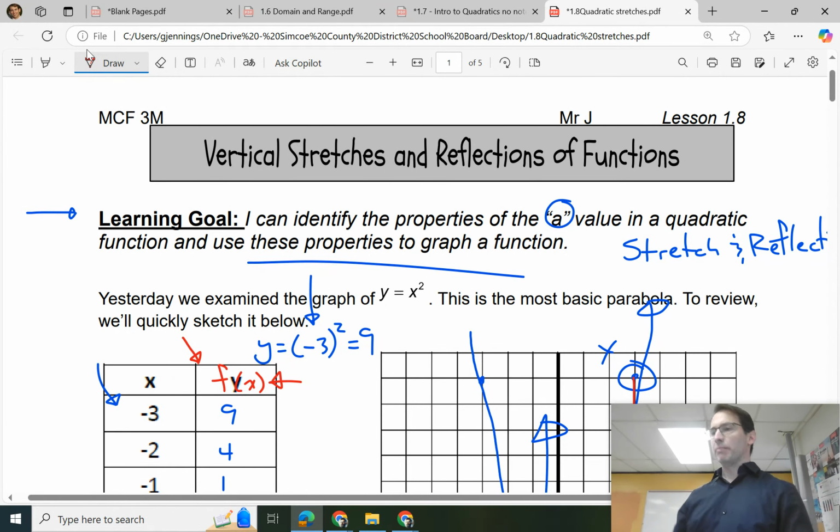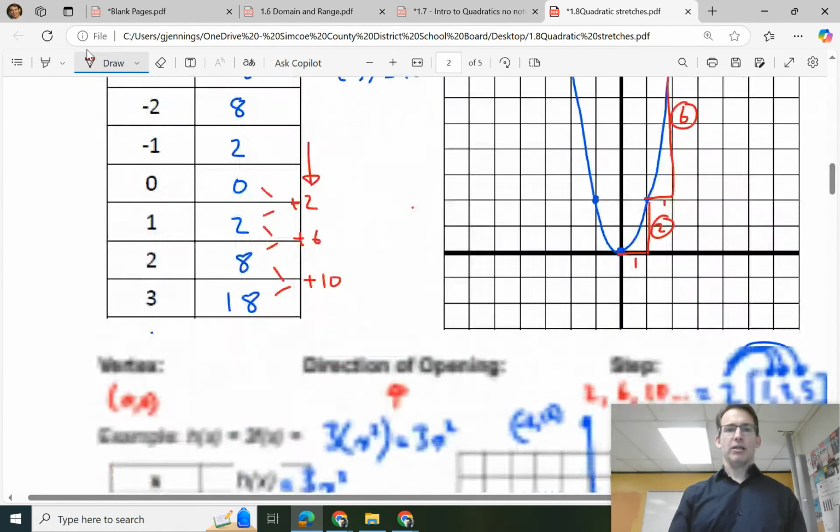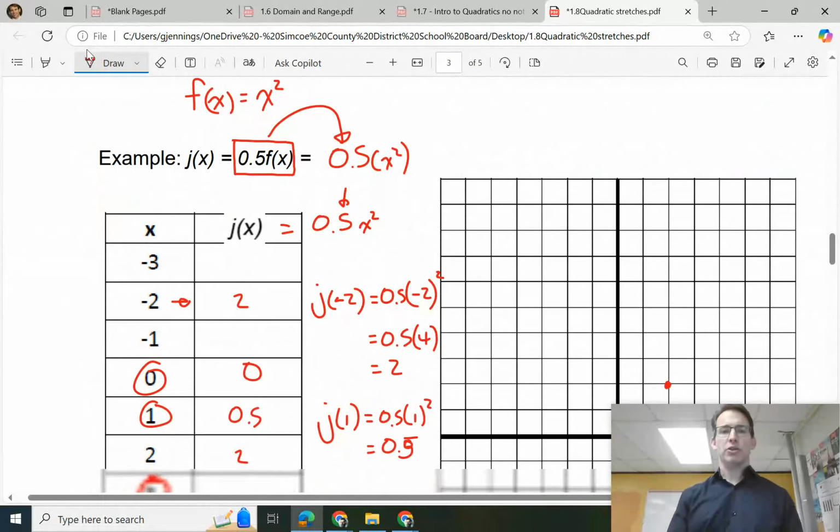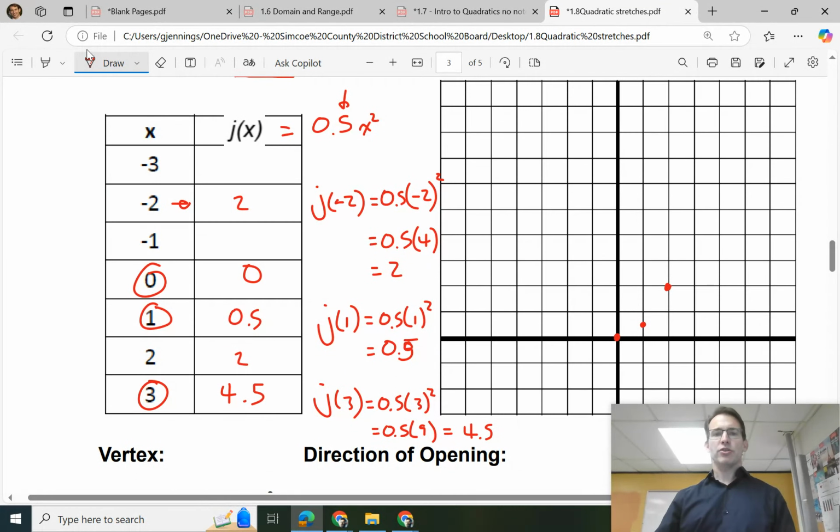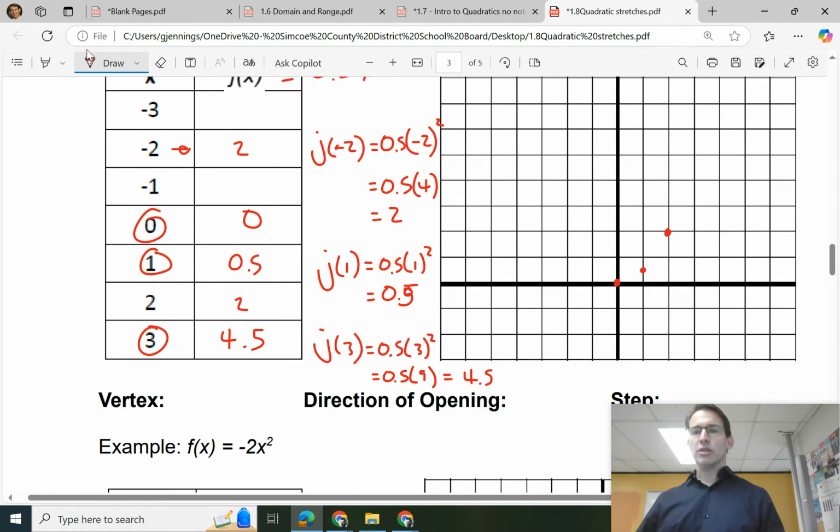So it's my fault, Ava. I appreciate people pointing out their confusion. Thank you. J of x, just take my word for it if you're still confused, is the function 0.5 x squared. Okay? It's half of x squared, half of f of x. When we put in our points, we're going to get these points coming out there, like that, and then symmetrical around here, like this.